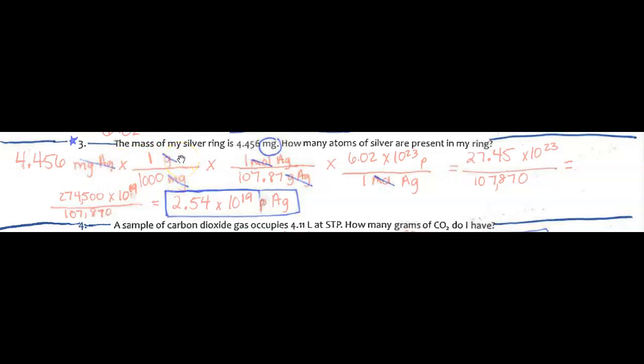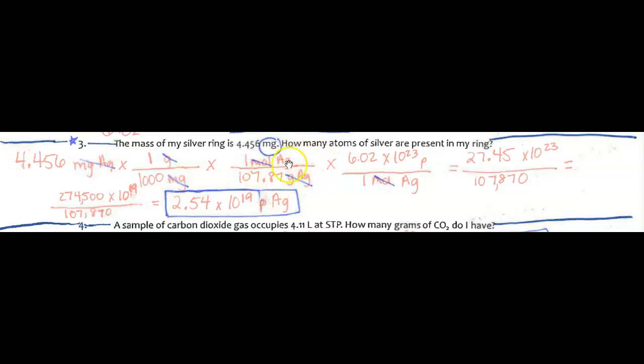And then once I have grams, my question is asking me to go to atoms. Well, I can't go from grams to atoms. I can only go from something to moles or from moles to something. So I have to go from grams to moles first. So 1 mole is equal to the atomic mass in grams, so the molar mass of silver. Silver's molar mass is 107.87. So that was my conversion between moles and grams there.